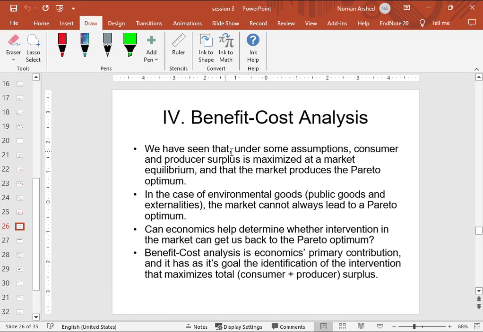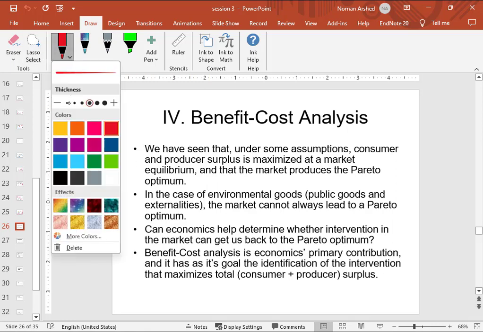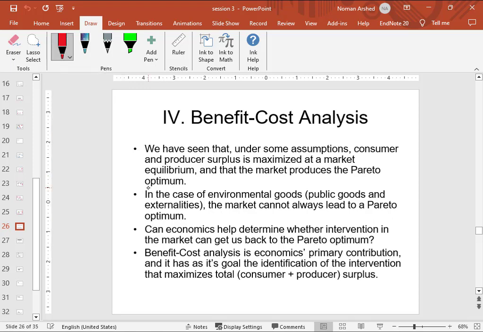So we have already seen that under some assumptions, consumer and producer surplus is maximized at the market equilibrium, and the market produces at Pareto optimum. So we already know in microeconomics that when there is an equilibrium, firms are producing at a Pareto optimal level. It is the best possible combination of output where both sellers and buyers are optimized.